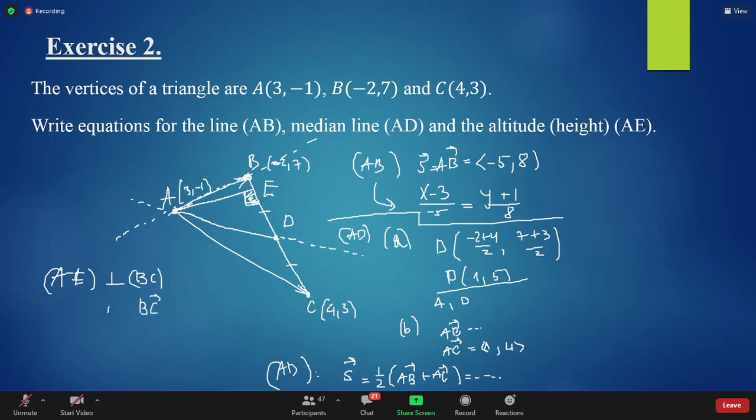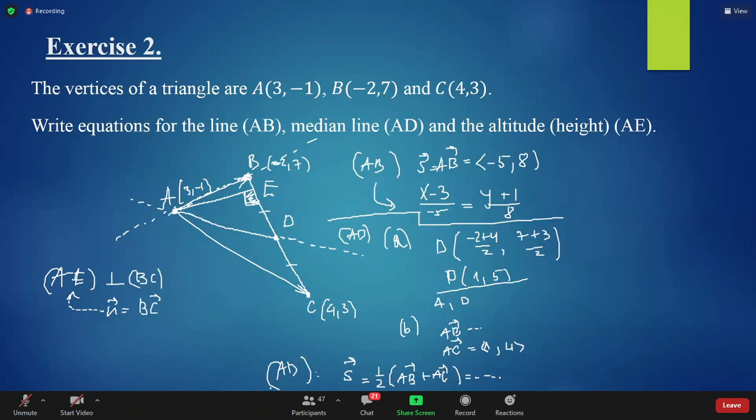So the normal vector for the line AE will be the vector BC, because it's perpendicular to this line. Because AE must be perpendicular to BC. So in this case, again, you can find the vector BC. You have to understand it can serve as the normal vector of AE.